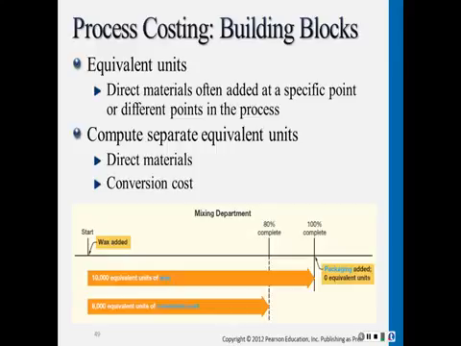The 10,000 crayons in ending work in process inventory have 100% of their wax because wax was added at the very beginning. So they have 10,000 equivalent units of wax. None of their boxes, because that is the very last thing that happens in the packaging department. So they have 0 equivalent units of packaging materials. The crayons have not yet been packaged. And 8,000 equivalent units of conversion costs that we completed earlier.